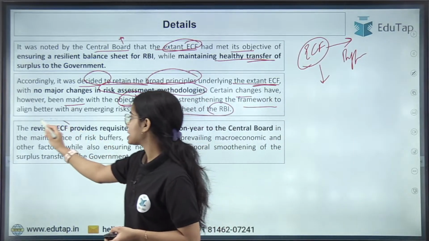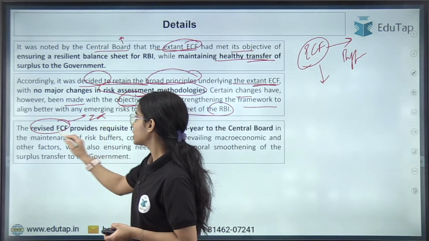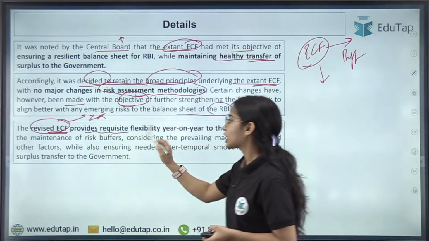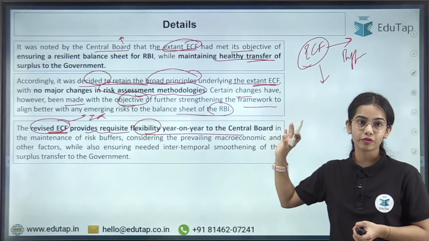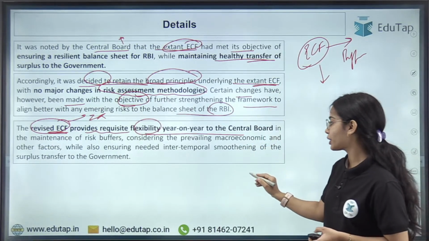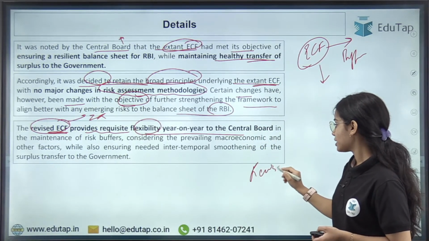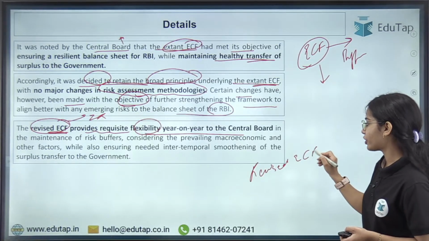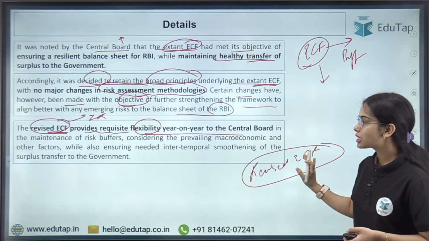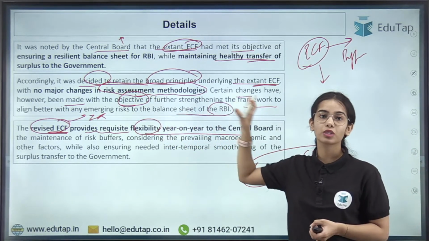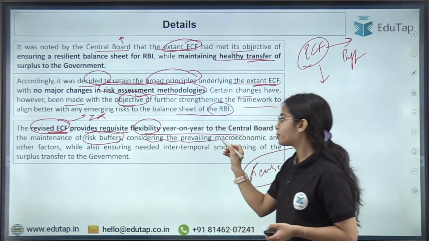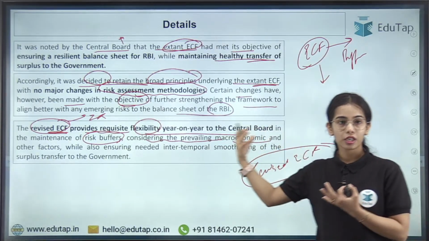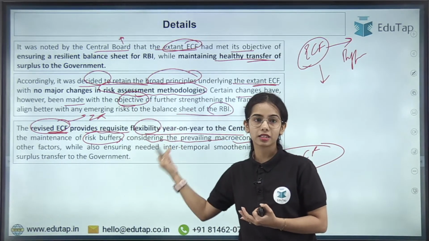So the revised ECF, as per the internal review, provides requisite flexibility year on year to the Central Board. So this new ECF, the economic capital framework that we are going to discuss, provides the flexibility to the Central Board in the maintenance of risk buffers, considering the prevailing macroeconomic and financial factors and other factors.